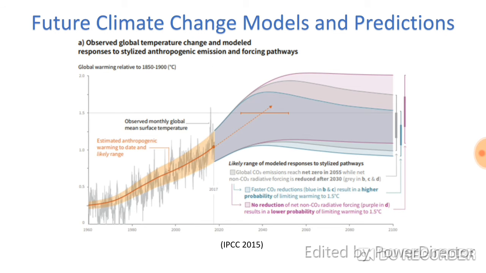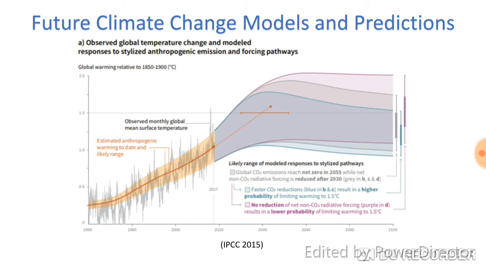Future climate change models and predictions. The IPCC are the main body that predict future projections of climate change by looking at the effects of greenhouse gases on global changes in average temperature. The IPCC then look at how these predictions will affect other things, such as crop yields and other environmental factors.